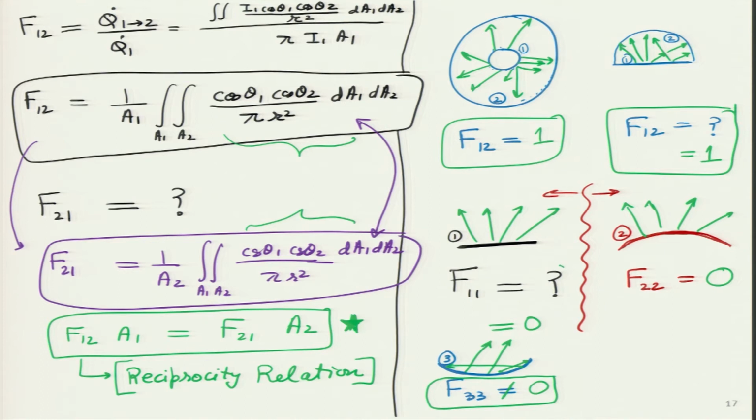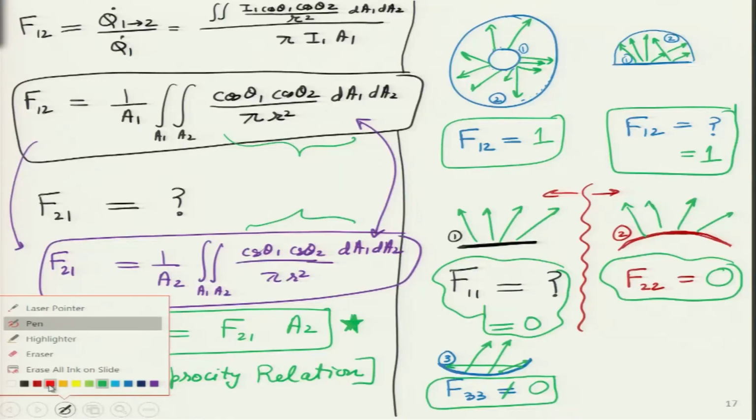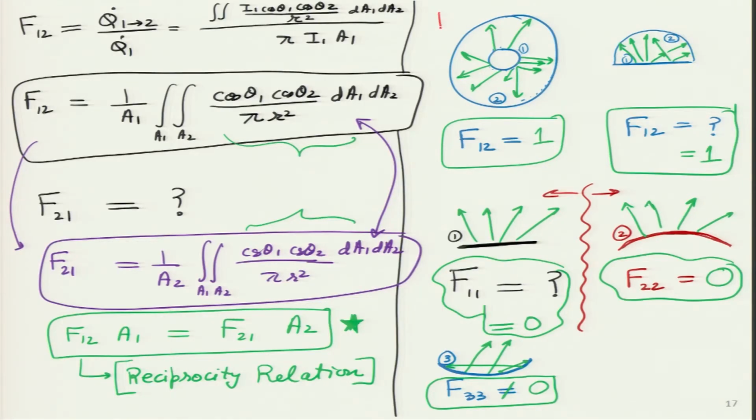So, please try and understand with the help of these three examples what we are trying to show over here: if a surface is flat, or if it is concave, curved in this particular way, then all the radiation which leaves it does not come back and hit it. But if it is curved in this particular way, then it can hit one another. Is this point clear?